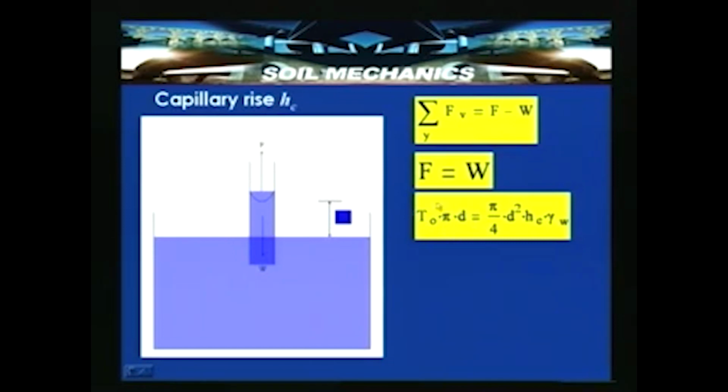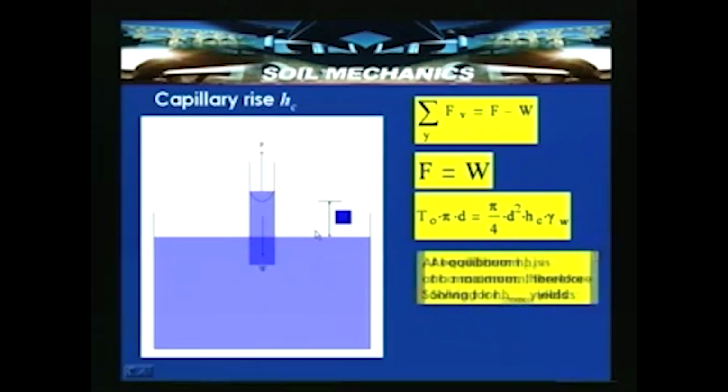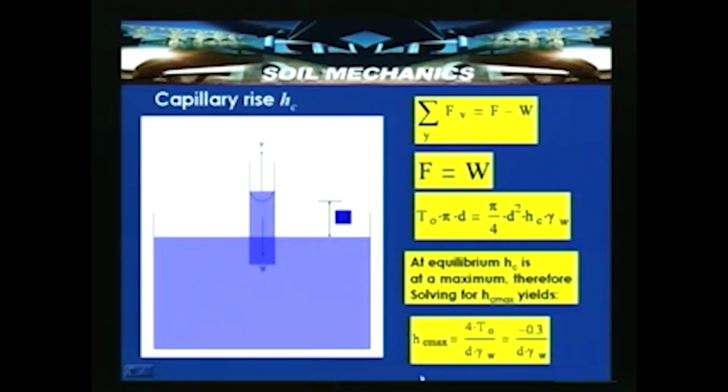Now, if you write T naught into F d, for a chemically clean glass tube, alpha is equal to 0, then cos alpha is equal to 1. So, T naught pi d is equal to pi d square by 4 Hc gamma W. This is the self weight of the water in the capillary tube. Now, at equilibrium Hc is at a maximum, therefore solving for Hc max yields Hc max is equal to 4T by d gamma W. Gamma W is the unit weight of water.